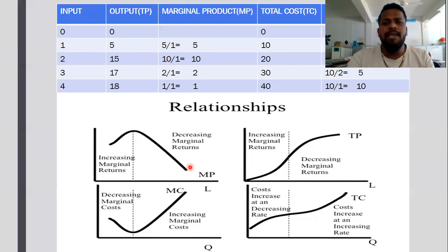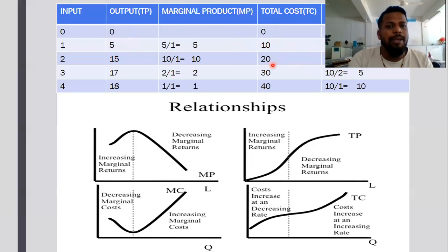In the same way, when we come to the case of cost, you can see it here. Cost curve. First, I employed one labor. Yes, total cost is 10. So what is the marginal cost formula? Changes in total cost divided by changes in output. Here changes in total cost is 10, divided by changes in output, which is 5. That means 10 divided by 5, that is equal to 2.